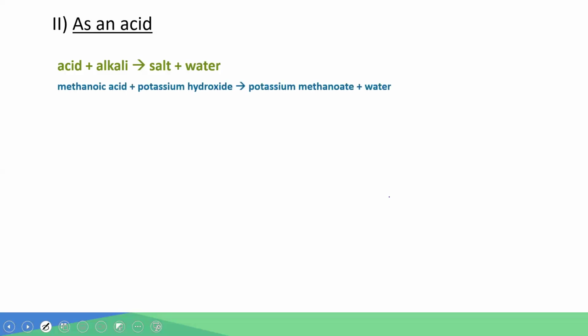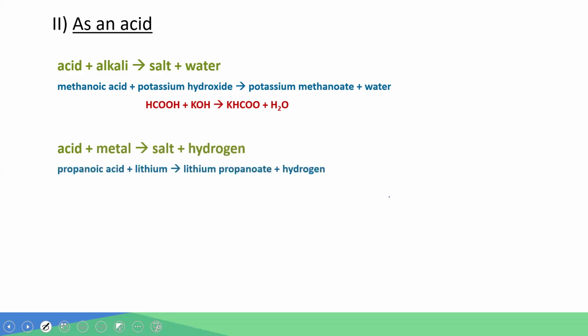This is number 2. There is a list of reactions of carboxylic acid. Now we talk about it as an acid. What are the acid reactions? Acid plus alkali gives you salt plus water. For example, methanoic acid plus potassium hydroxide, and we get this. Look at this reaction: HCOOH plus KOH gives KHCOO. This is a writing style; K can be written in front of it.